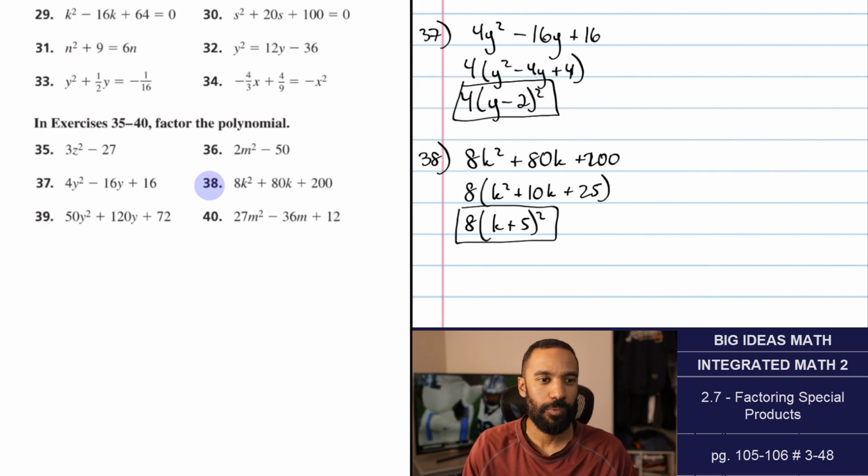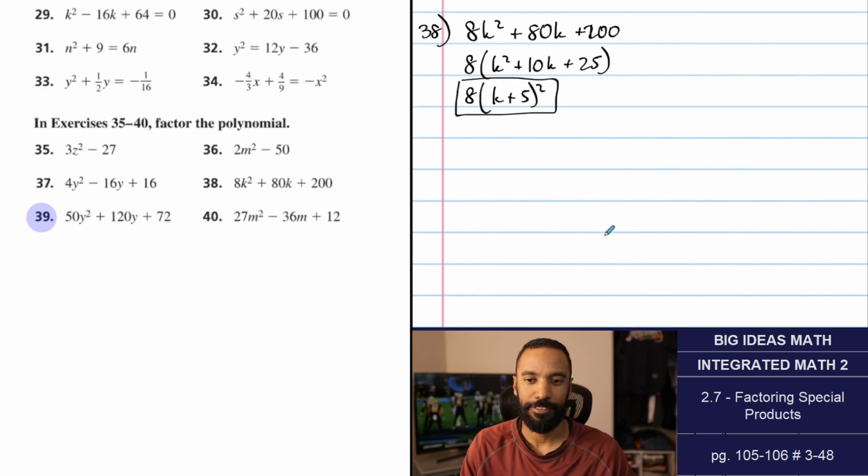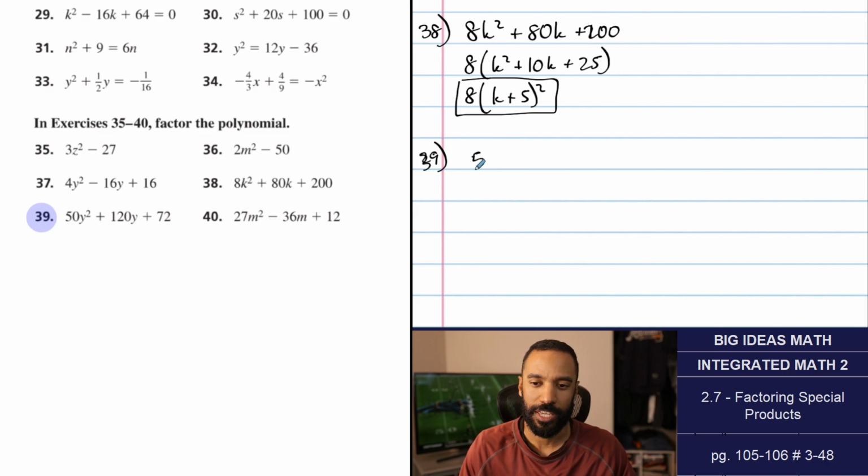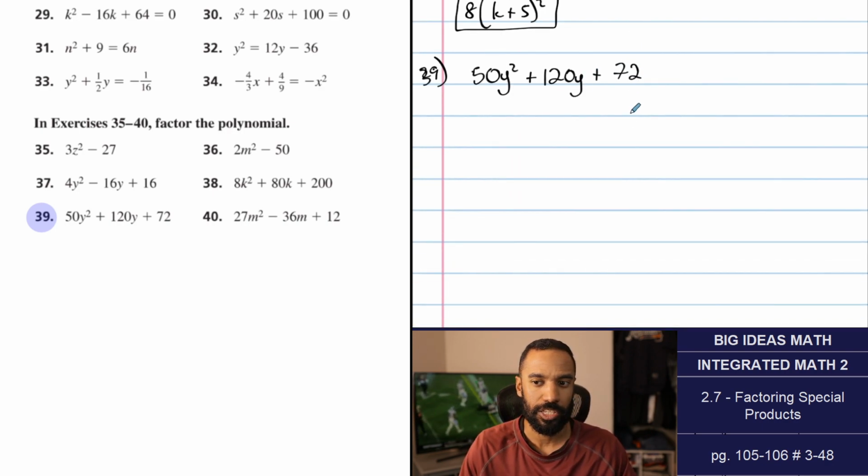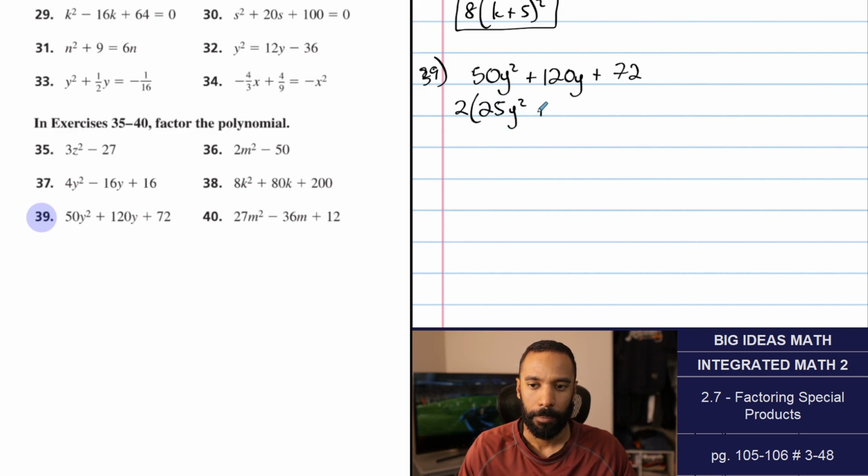2 more in this set. We have numbers 39 and 40. Number 39, have fun factoring that. Oh, wait, there's a GCF. So 39, we have 50y squared plus 120y plus 72. Now, the only GCF may be 2. These are pretty big numbers, but you can't factor 10, you can't factor 5. I think it's just 2. You're going to be left with 25y squared plus 60y plus 36.